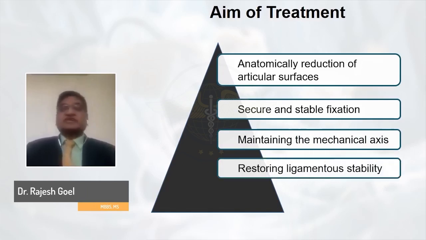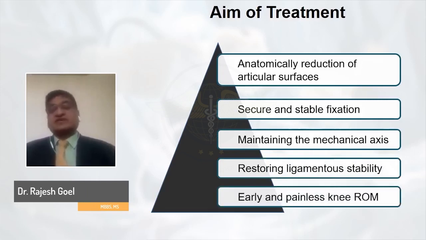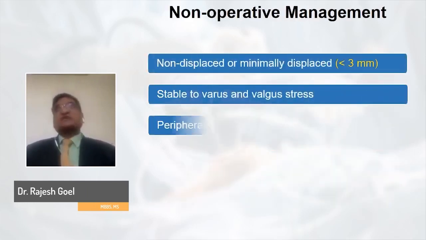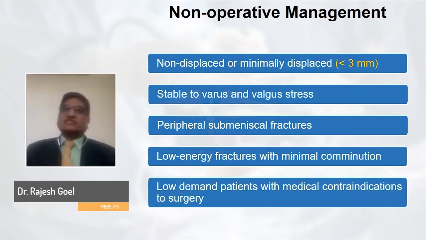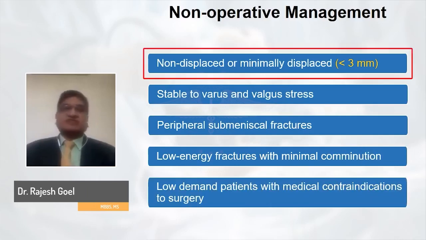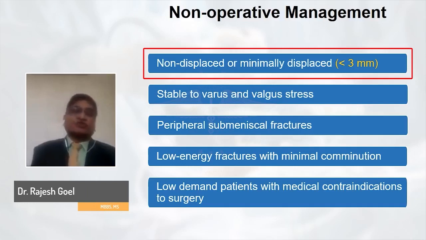Another important aim is restoring ligamentous stability and early, painless knee range of movement. It is very important, because if the patient is up and about at the earliest, then the patient is happy and the surgeon is also happy. Non-operative management, is it possible? Yes, it is possible. If the fracture fragments are non-displaced or minimally displaced, meaning less than 3 millimeter displacement, and in elderly patients, we can go for non-operative management.